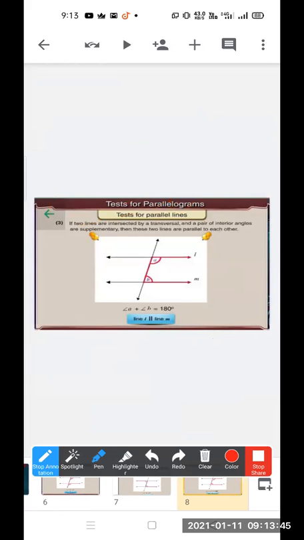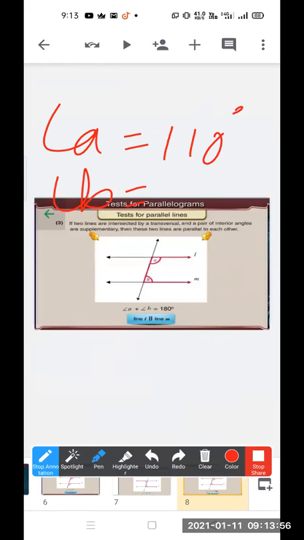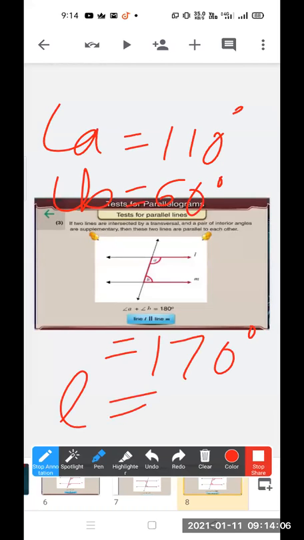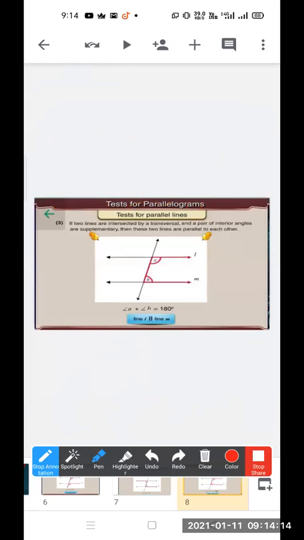Suppose their measures are not supplementary. If angle A is given as 110 degrees and angle B is 60 degrees, their sum is 170 degrees. It means they are not supplementary, so line L is not parallel to line M. Is it clear? Line L is not parallel to line M when their sum is not supplementary. So we can say that they are parallel only if they are supplementary.